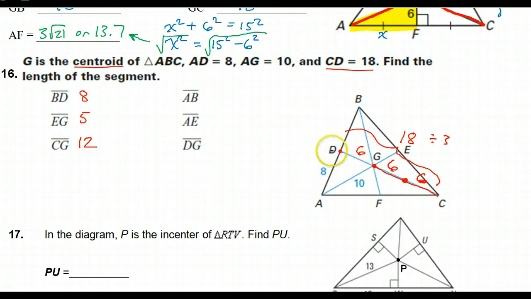Let's see, let me just skip because I notice here they're asking me for DG. So DG, we just found it, that's 6. Okay, what about AB? Remember, we know that that's 8. AB is this distance right here, the whole thing, that is 16. Okay, what about AE?